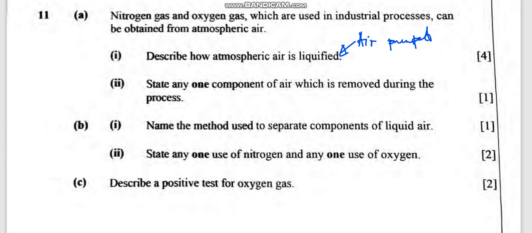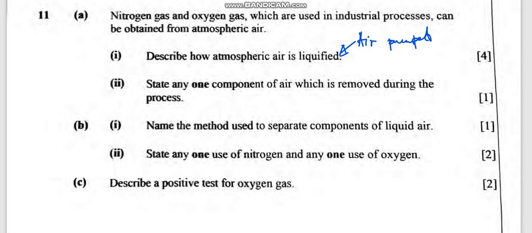For example, nitrogen boils off at minus 196 degrees Celsius and is followed by oxygen that boils at minus 183 degrees Celsius. Okay, so this is the process for you.